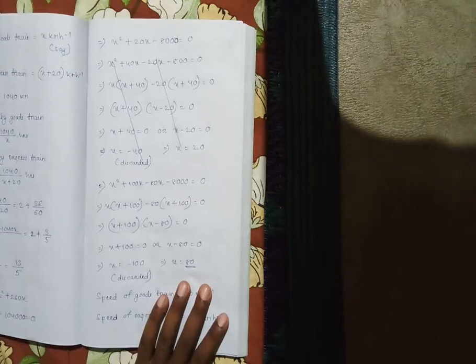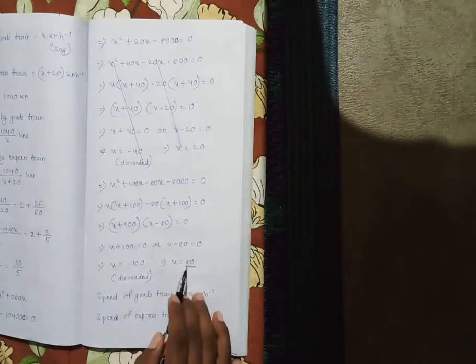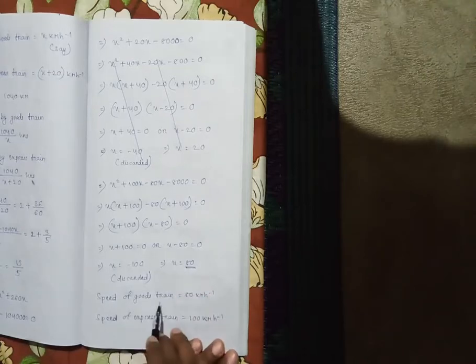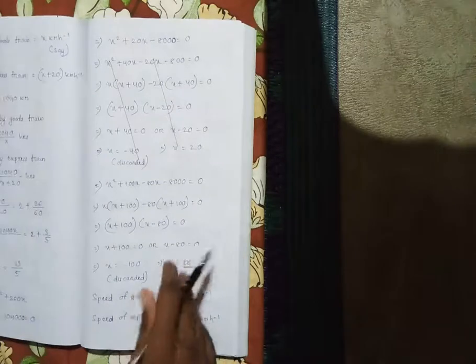On solving, you will get x is equal to minus 100, which is not possible, so discarded. The other value of x is 80. This can be accepted. So speed of goods train is equal to 80 kilometers per hour. Speed of express train is equal to 100 kilometers per hour, 80 plus 20, 100. Okay, so this is the answer.